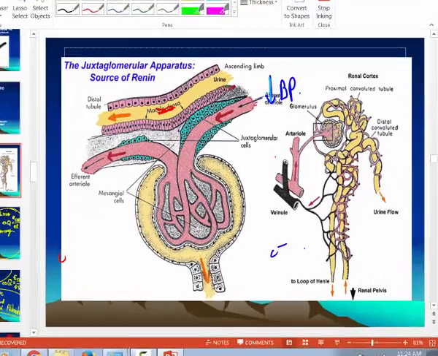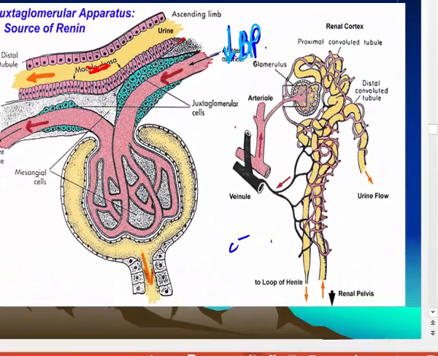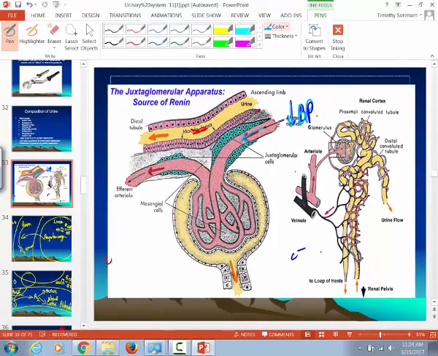If there is a drop in blood pressure throughout your body, who cares why, that drop in blood pressure is going to be transmitted to the afferent arteriole. Think of the afferent arteriole like a little bike tire, right? It deflates. As the bike tire deflates, it's going to stretch those juxtaglomerular cells, and those juxtaglomerular cells are going to release an enzyme called renin.